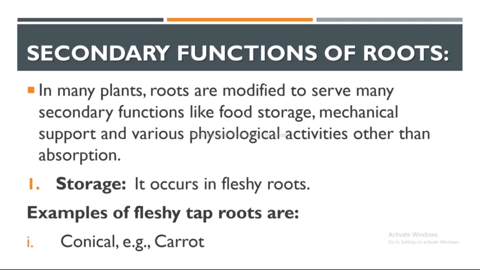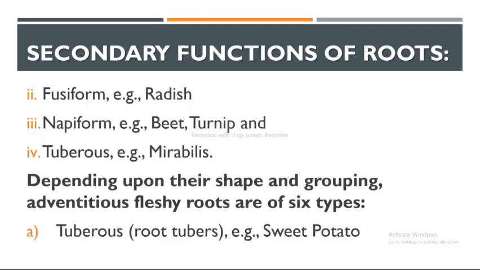So the examples of the fleshy taproots are: first is conical, for example carrot. Second is the fusiform, for example radish. And the third is napiform, for example beet, turnip. And the fourth is the tuberous, for example the mirabilis.